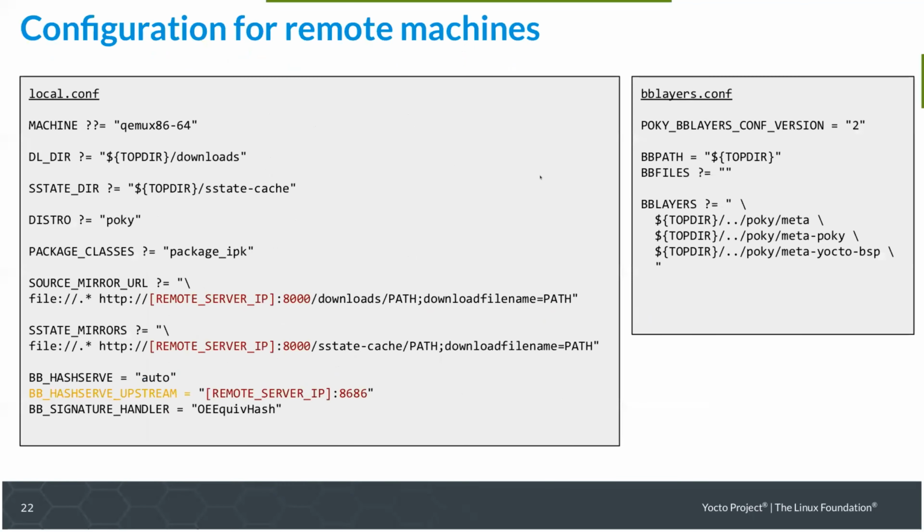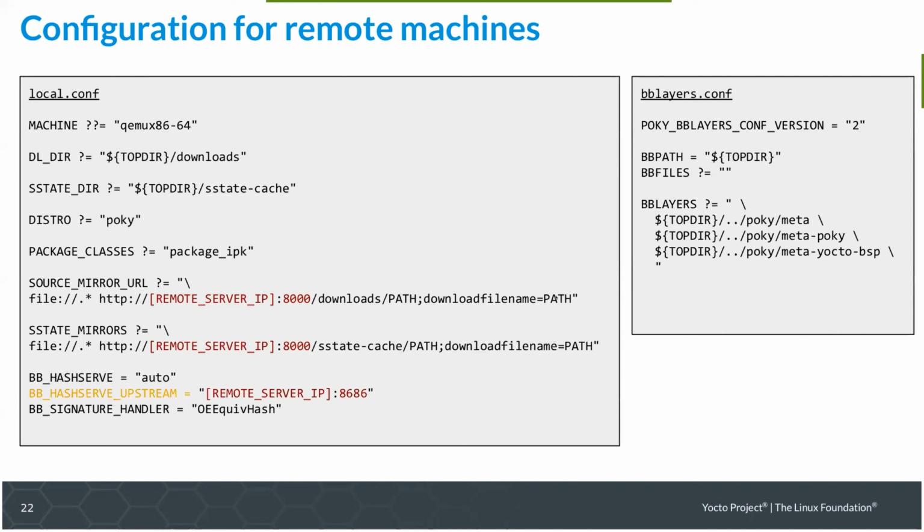And now finally to the remote machine. What do we need to change there? We need to configure our source mirror URL. So here I'm going to first configure for the sources. I'm going to configure the remote IP, the port I'm using, and the folder. So we download this path here, and the download file name path is the default way that Yocto identifies the folders there.